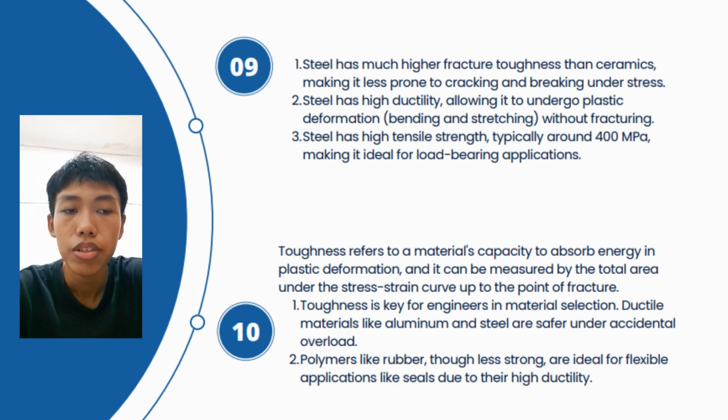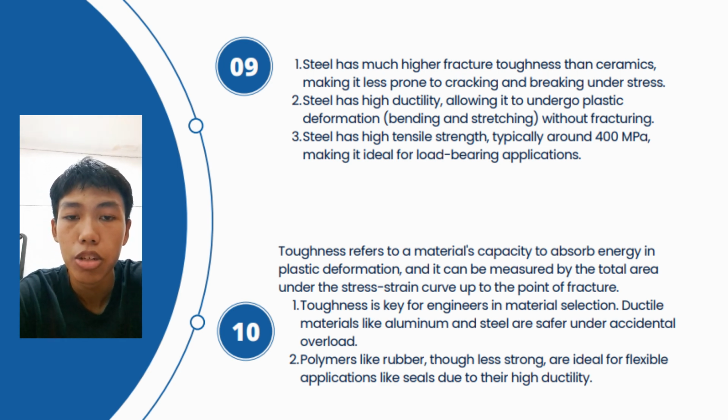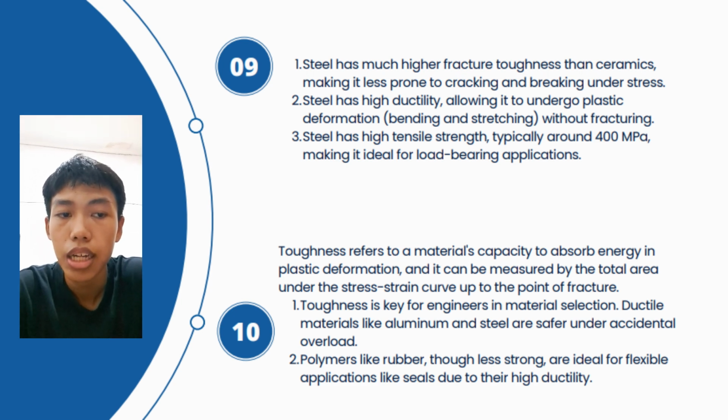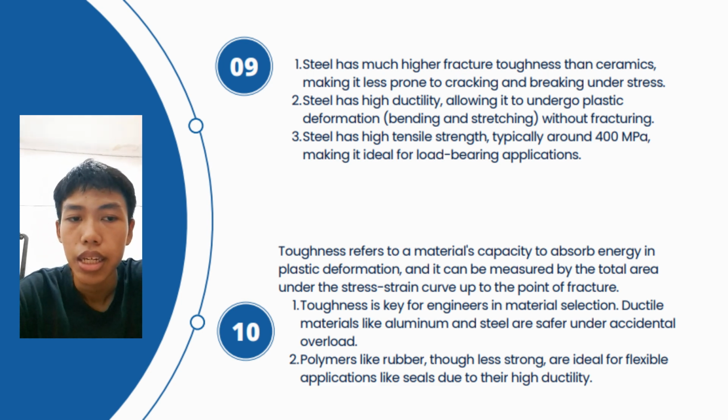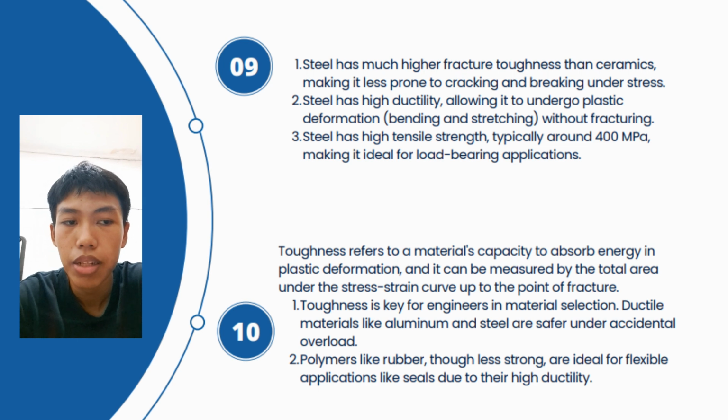So for building construction where accidental overload may happen, ductile materials with higher Young's modulus such as aluminum or steel are used, whereas polymers, which are high in ductility but have lower tensile strength, are ideal for flexible applications such as seals or gaskets.